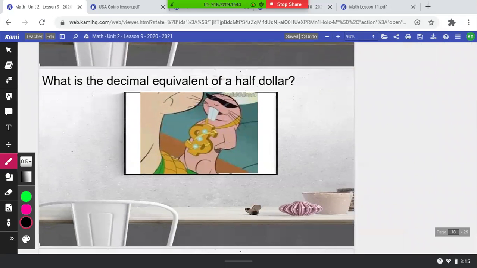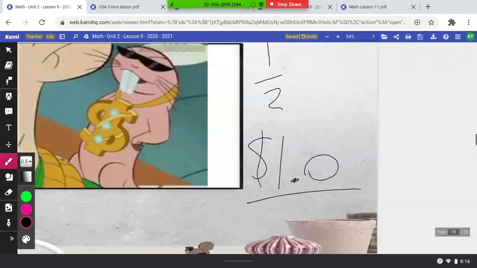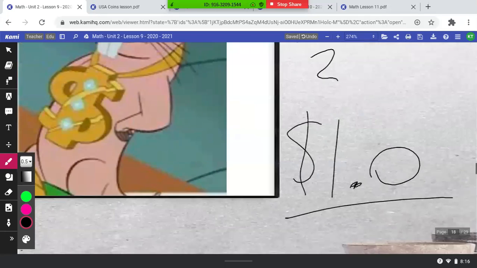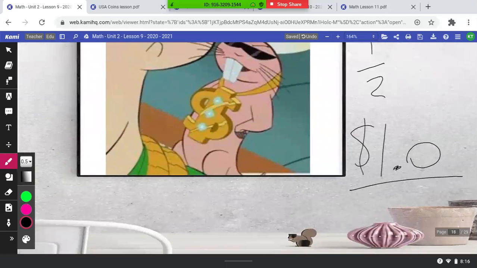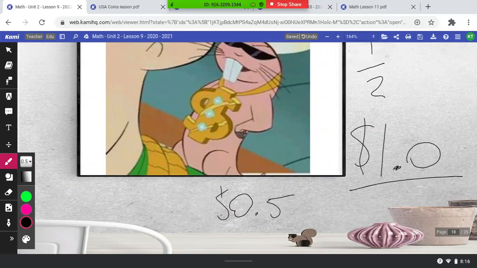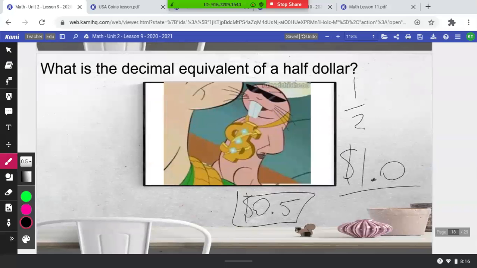So half a dollar, what would be half a dollar? Well, I know half, the fraction is that, but $1 is written like this. So what would be half of that? Half a dollar would be written like this. What could get us there? Well, 2 quarters could get us there.